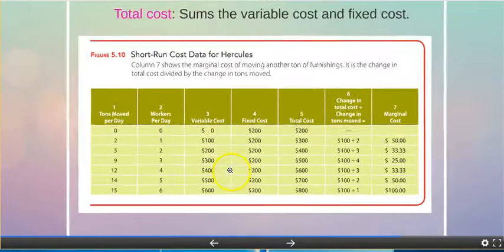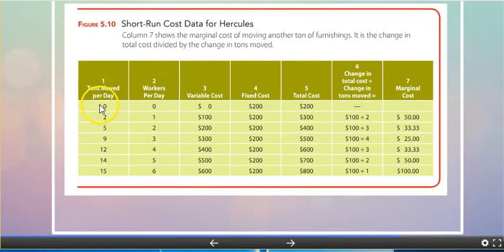Let's just talk about fixed and variable really quick. So if you remember, with 0 workers, your variable cost is 0. 1 worker, variable is $100. 2 workers, $200, because they're paying each worker $100 a day. 3 workers, $300, etc. Fixed cost doesn't change. It's $200 a day no matter what.